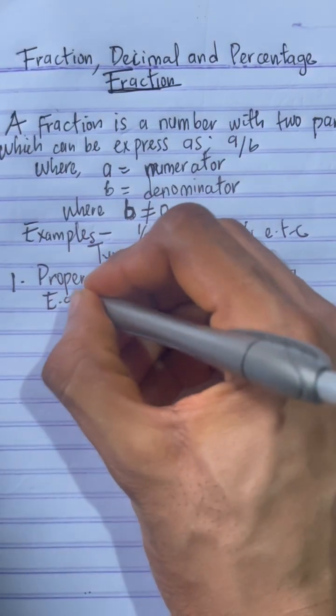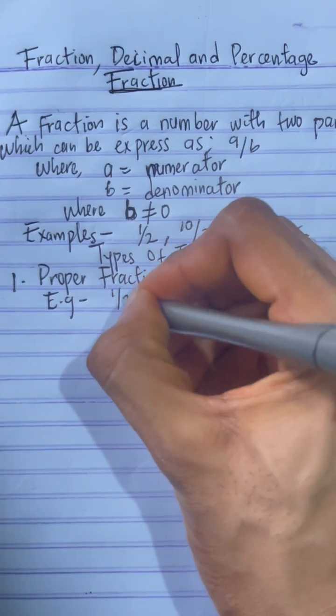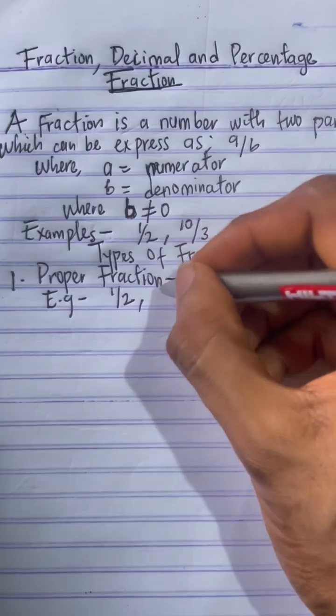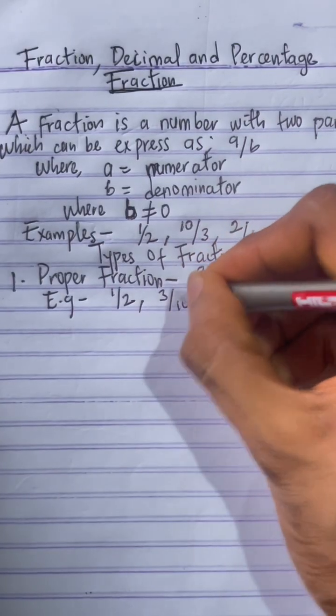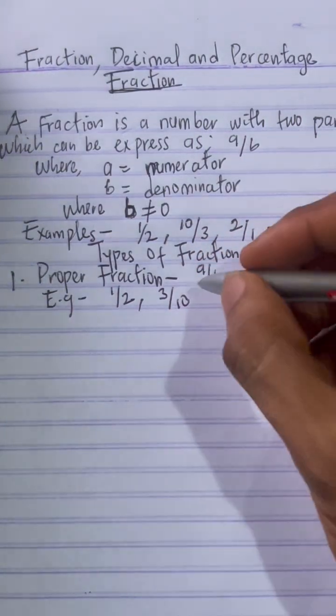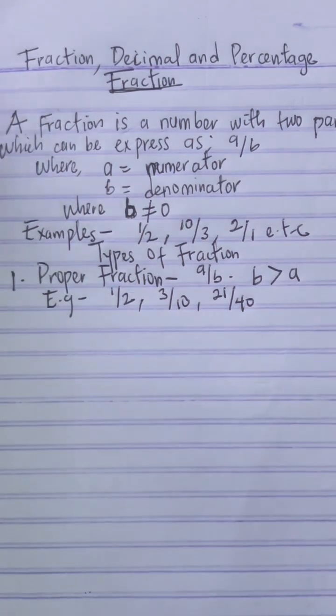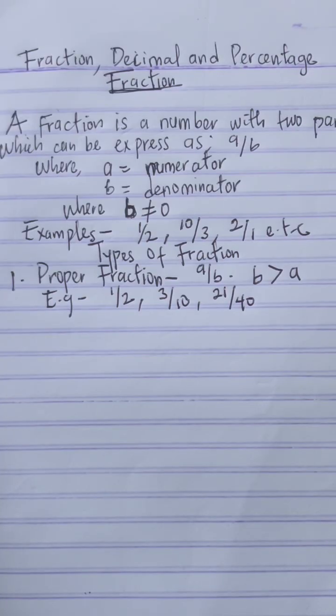For example, we have 1 over 2. 2 is bigger than 1, right? We also have 3 over 10, a proper fraction. We have 21 over 40. This is a proper fraction. All right, you watching the video, give me 5 examples.